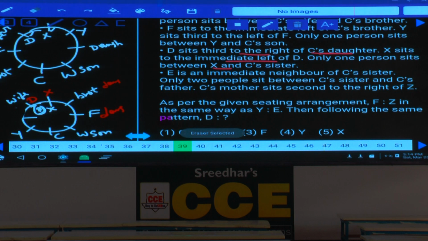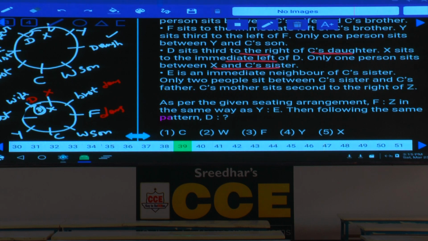Next one. Only one person sits between X and C's sister. Now X is fixed here. Between X and C's sister there must be exactly one person. The sister must be either in the place of the daughter or F, and daughter and sister cannot be in the same place, hence F is the sister. Similarly here also, the sister must be at this place. Done with this?